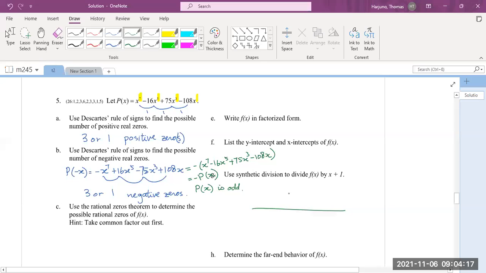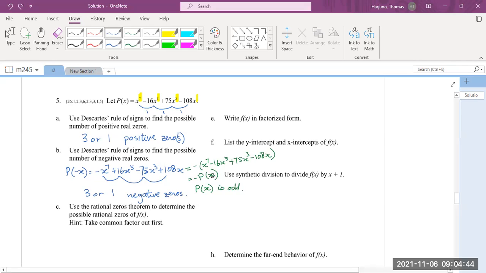So let's say the function looks something like this. Then on the left-hand side, it will look like this. It's symmetric with respect to the origin. Now, with that said, it means whatever zeros we have on the positive side, we also have zeros on the left-hand side, right? Okay.